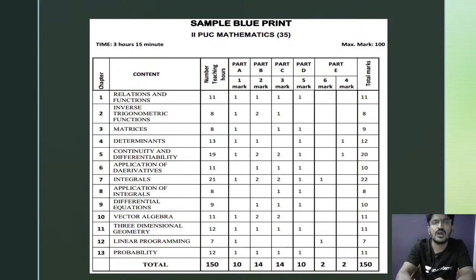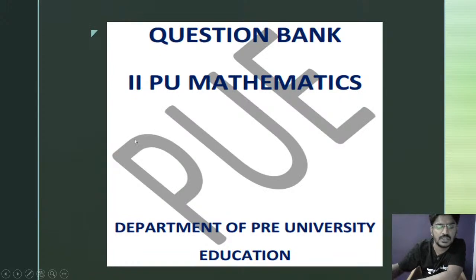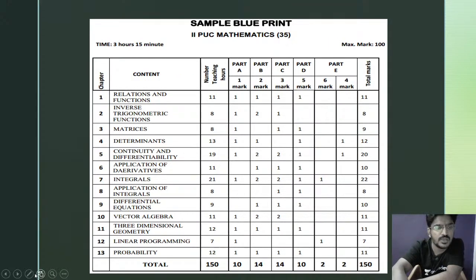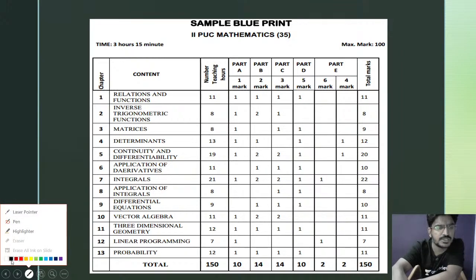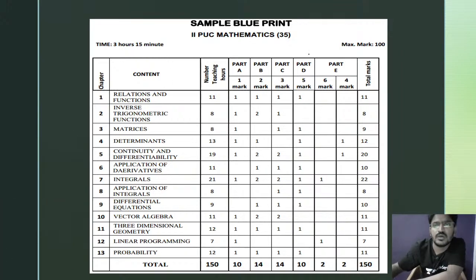So here I am going to look at the sample blueprint which is given for your second year board exam. In relations and functions, you have nearly 11 teaching hours, so you have nearly 11 marks: one 5 mark question, 3 questions of 1 mark, 2 questions of 1 mark, and 1 question of 1 mark.